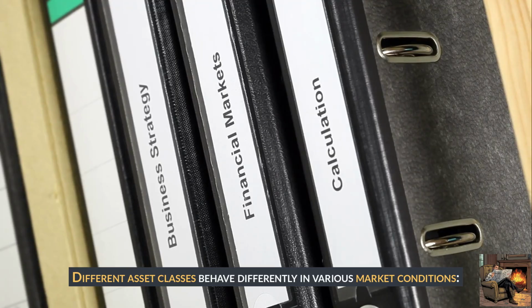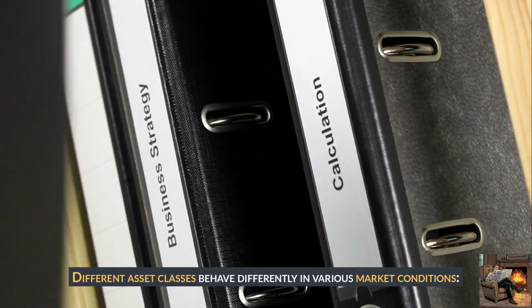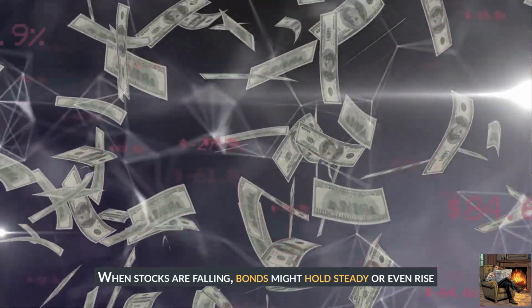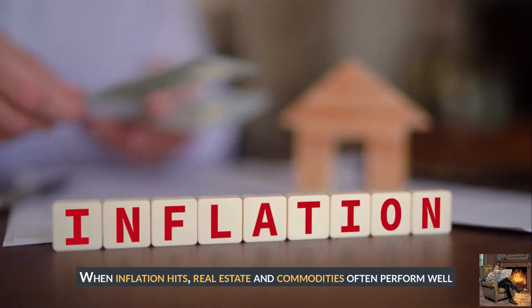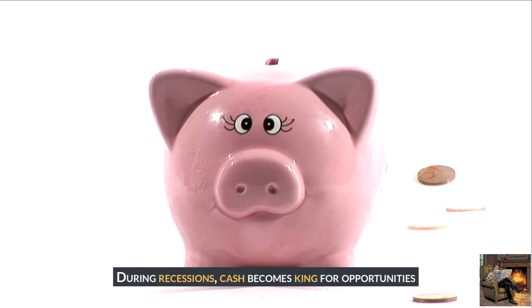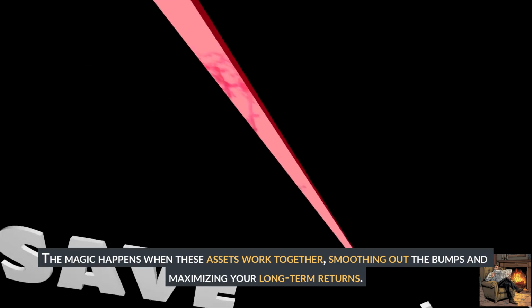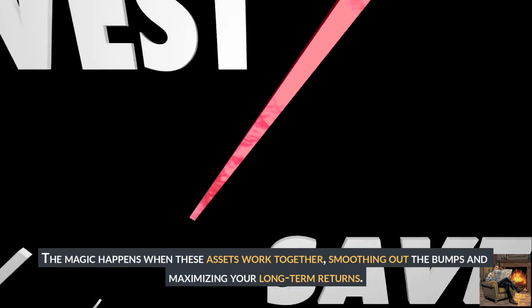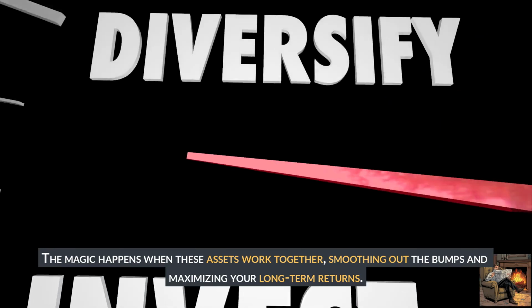Different asset classes behave differently in various market conditions. When stocks are falling, bonds might hold steady or even rise. When inflation hits, real estate and commodities often perform well. During recessions, cash becomes king for opportunities. The magic happens when these assets work together, smoothing out the bumps and maximizing your long-term returns.